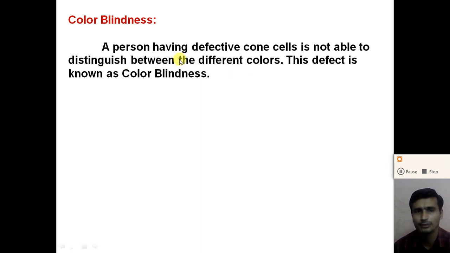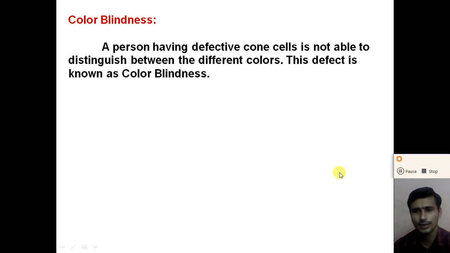So this defect is known as color blindness, right? Another type of defect produced in our eye is color blindness. The person cannot differentiate different colors because of defective cone cells. Rod cells detect the intensity of the light while the cone cells detect the color of the light. If the person has defective cone cells, the person is not able to differentiate different colors, and this defect is known as color blindness.